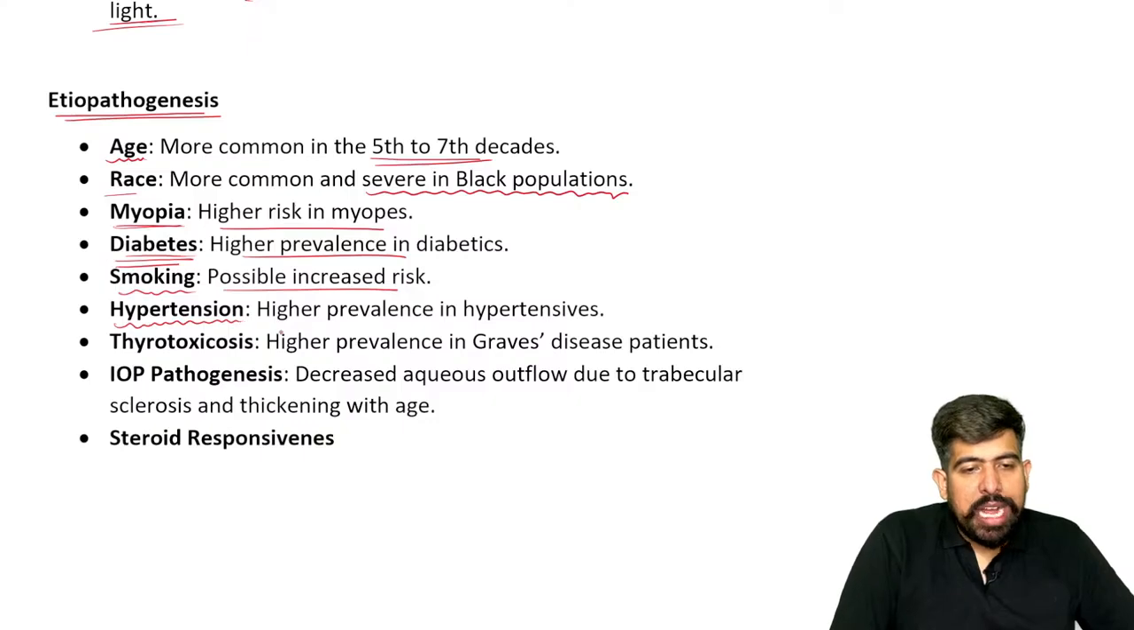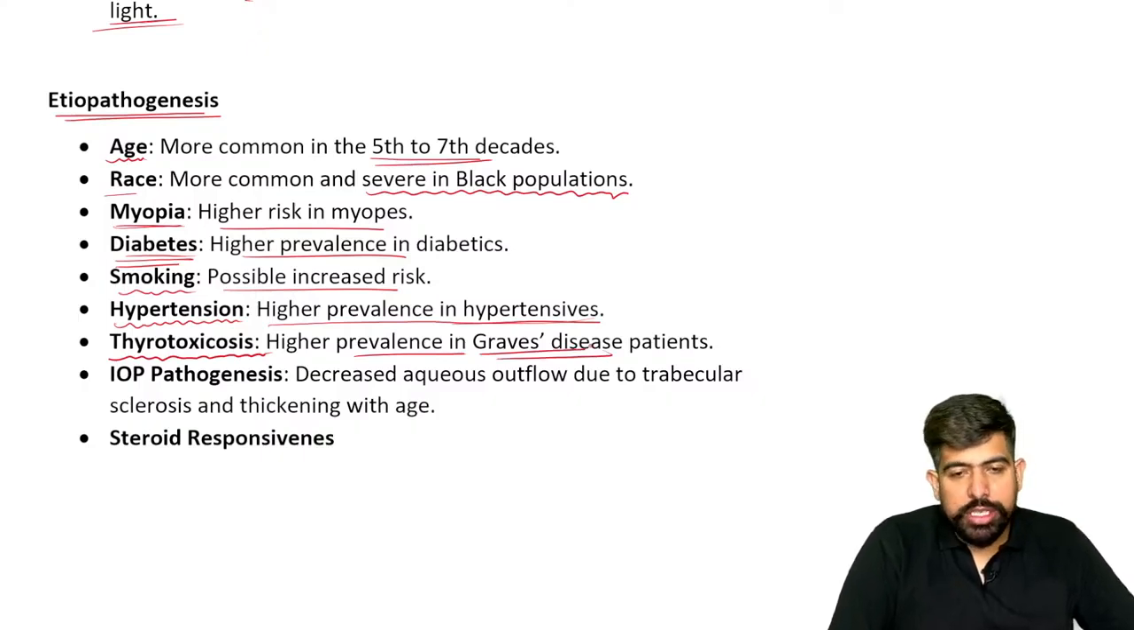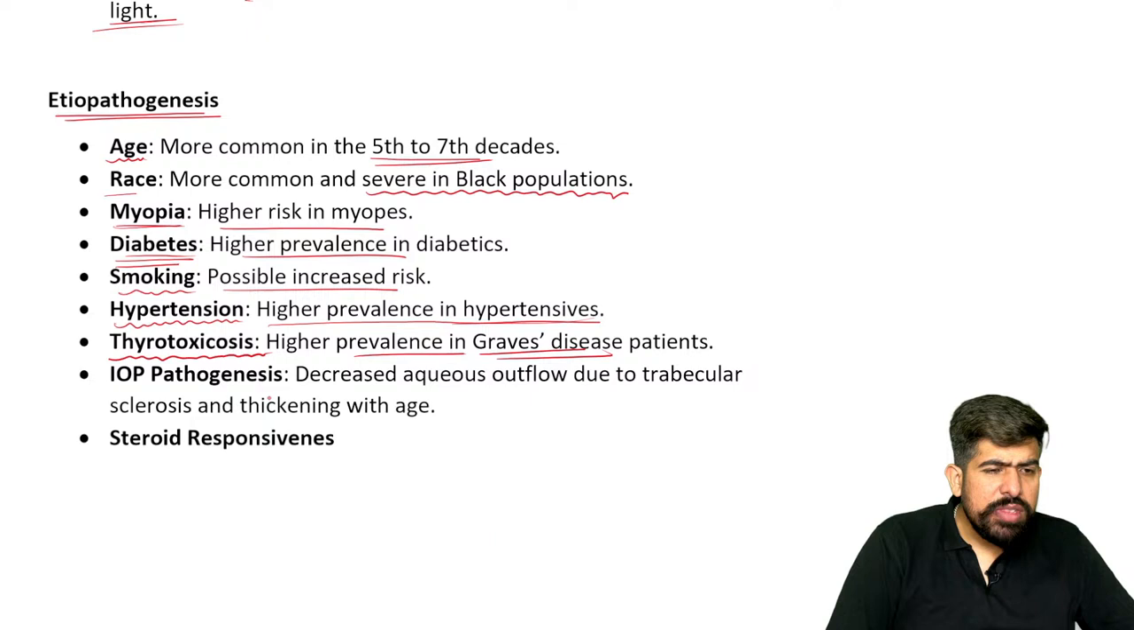Hypertension, guys. Please remember the hypertension. There is a higher prevalence in hypertensive patients. Also, thyrotoxicosis: a higher prevalence is seen in Graves disease patients, right? As hyperthyroidism or thyrotoxicosis is there.